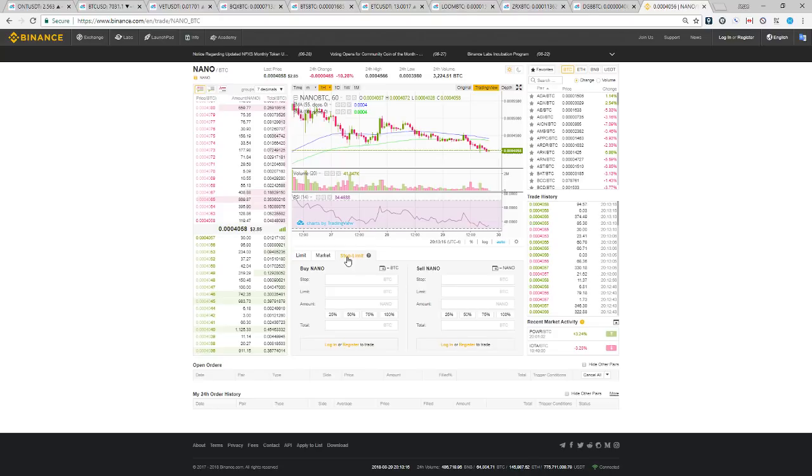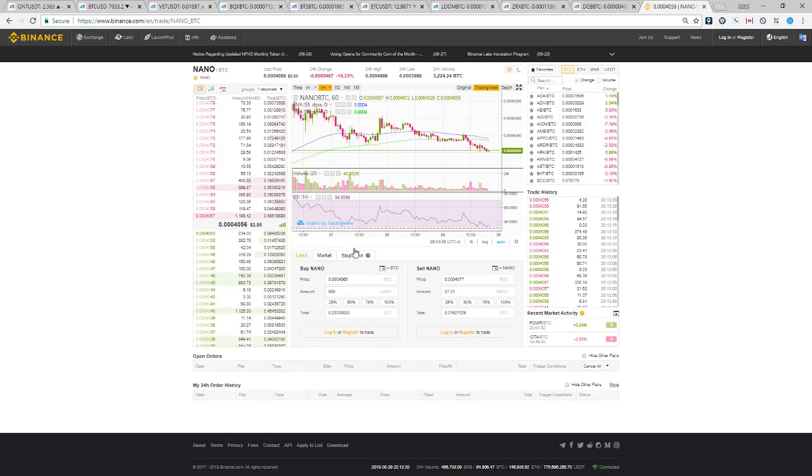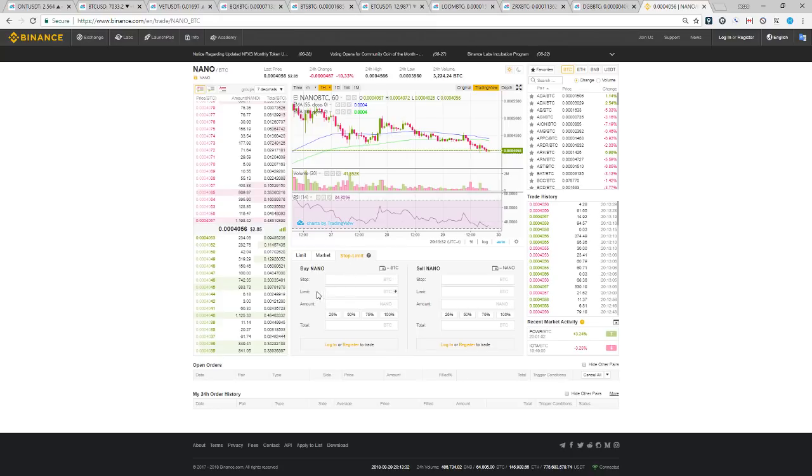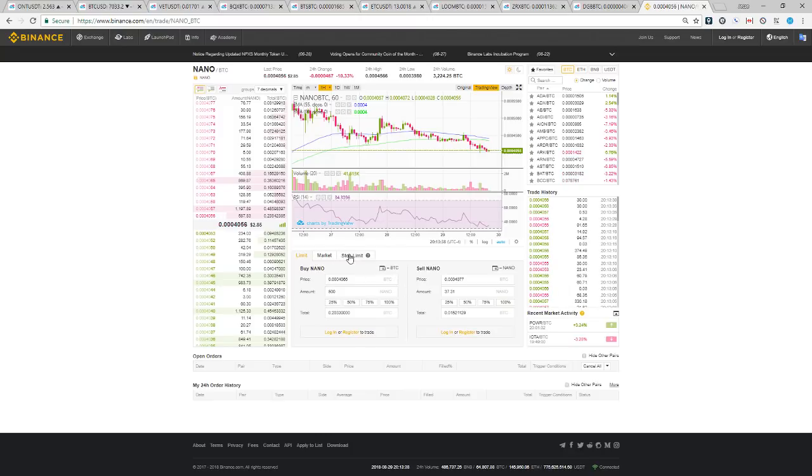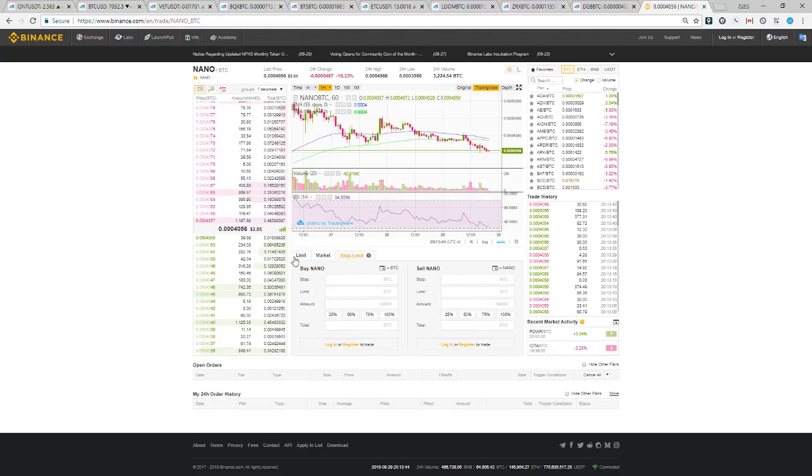Now with stop limit, there's a little window here. You can click on the question mark and it says exactly what it is: you buy and sell a coin when the price reaches a specific price. So there's an extra setting here. With limit, you just have price and amount. With stop limit, you have your limit order, your price, same as limit. So your limit order on stop limit is the same as just your price when you're trying to buy normally with a limit order.